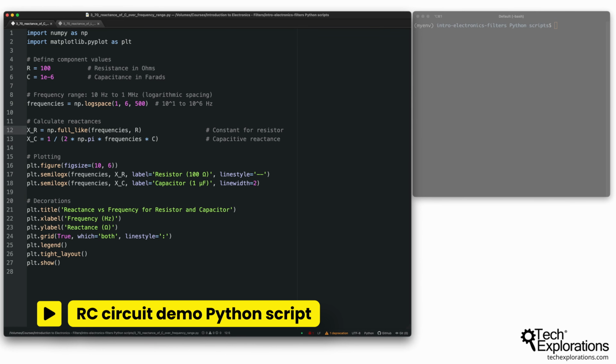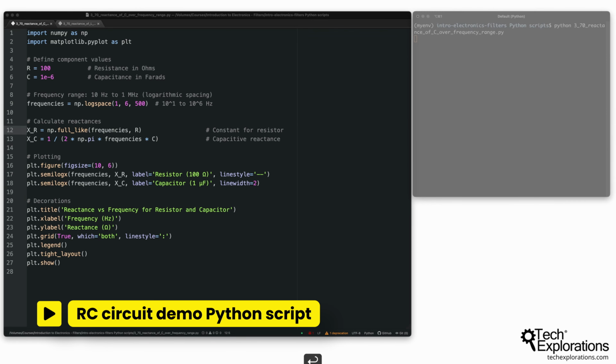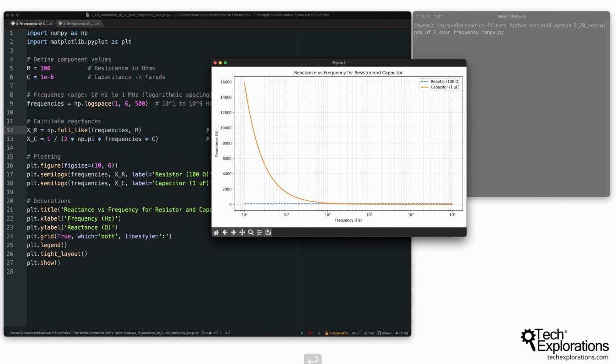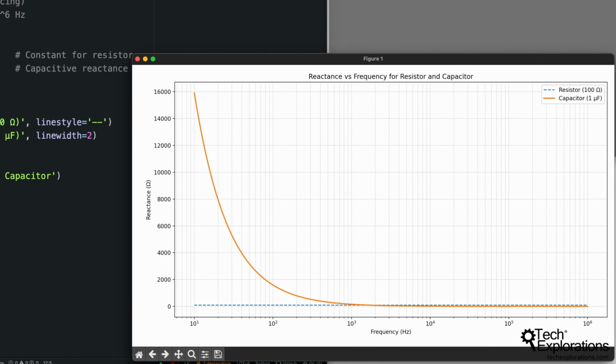So this particular script demonstrates the voltage division in an RC circuit by plotting the reactance of a capacitor and a resistor over a range of frequencies. The script compares the reactance behavior of the capacitor, which depends on the frequency, against the resistor. In this plot, you'll see how reactance behaves differently for a resistor and a capacitor as the frequency of the signal increases. The flat dashed line shows the reactance of a resistor. It stays constant at 100 ohms no matter what the frequency is.